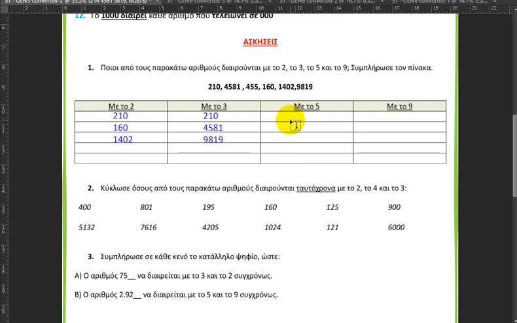By 5, your ones need to be 0 or 5. So 210, yep. 455, yep. 160, yep. And the rest are not.